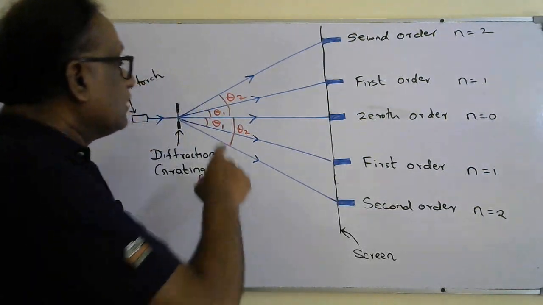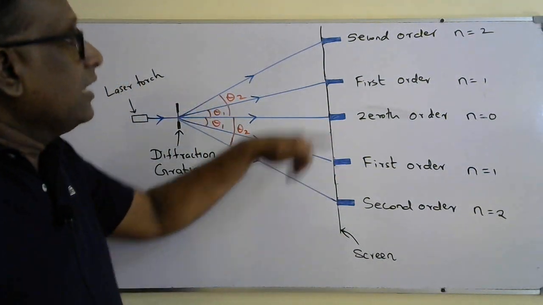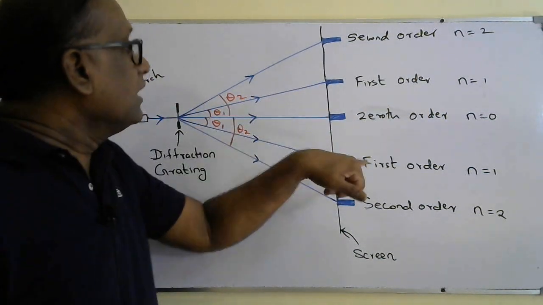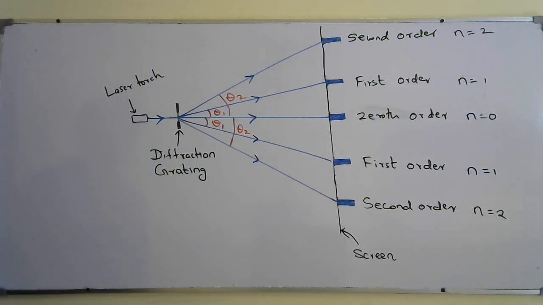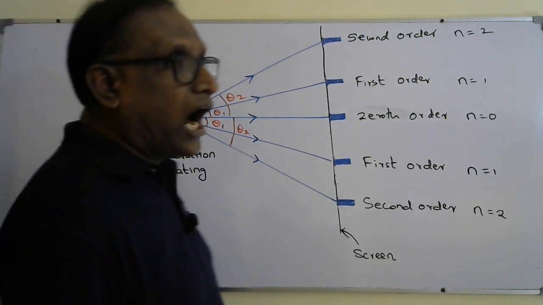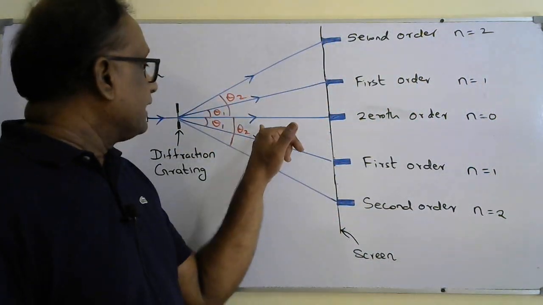Okay, so the angle of diffraction or angle of deviation of the light ray for the first order is theta 1, for the second order, theta 2. Remember these things. Okay, so experimentally, how do we measure the angle theta 1 or theta 2?